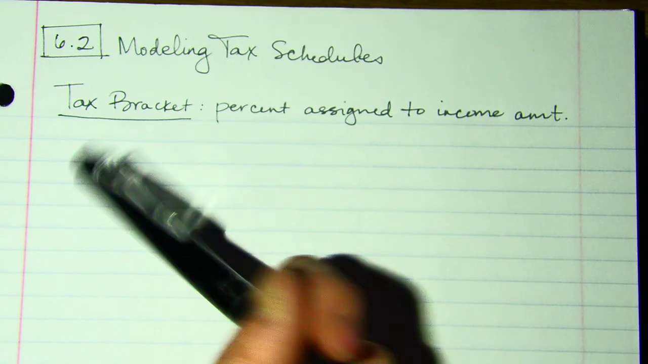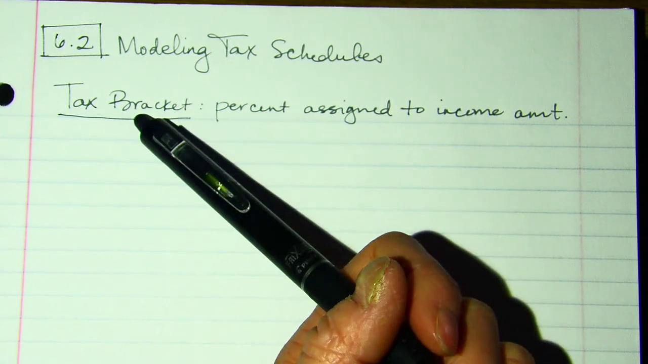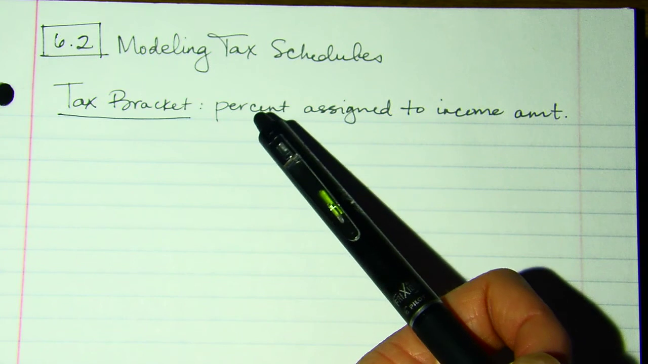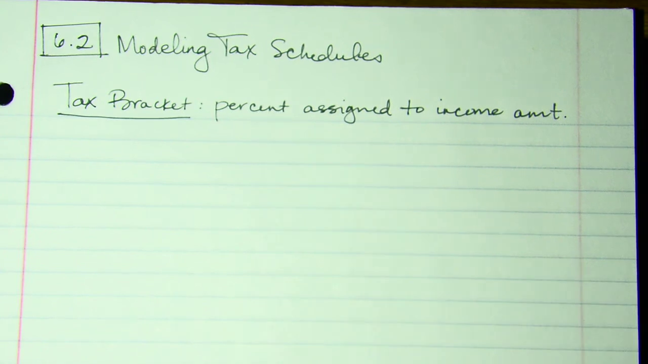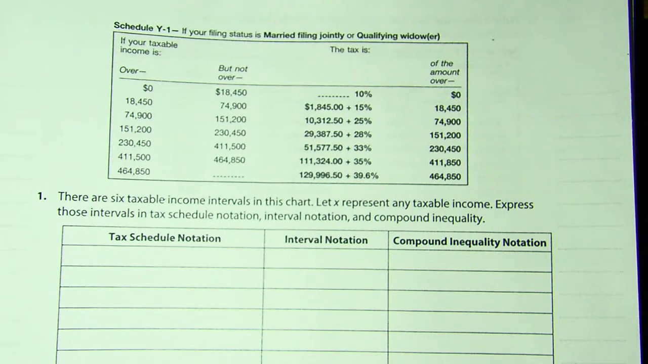Tax bracket is the only one I put in the notes, and this is very common. Your tax bracket is basically a percent that is assigned to your income amount, and whatever tax bracket you're in is what determines whether you owe or are owed money back. That'll determine the withholdings. So we're going to go ahead and jump in and do some examples together.